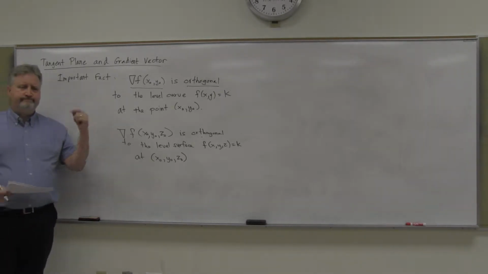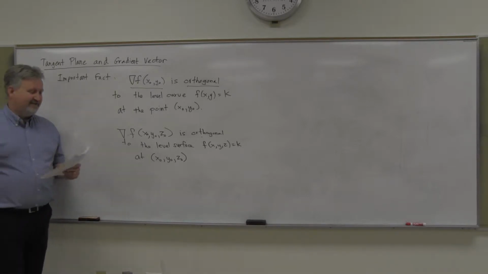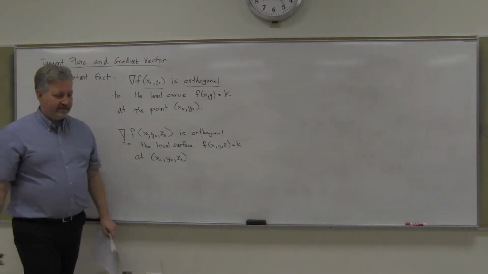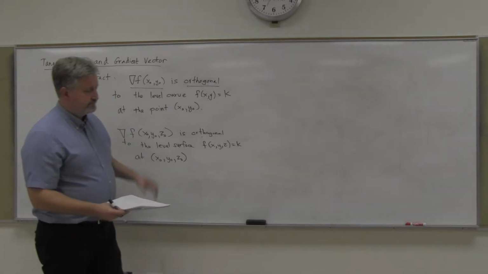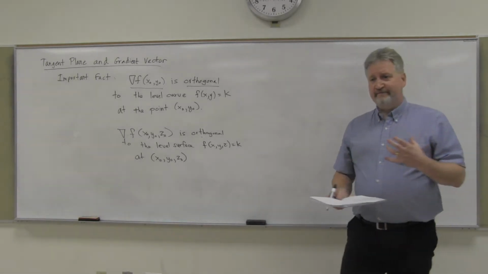Now, that again can be shown basically through the dot product between the gradient vector and the derivative vector for your curve. The dot product is 0, is what it amounts to. Remember that if the dot product is 0, then they're perpendicular, orthogonal. That's what you call them in vector form. But with that particular fact, let's revisit our tangent plane.